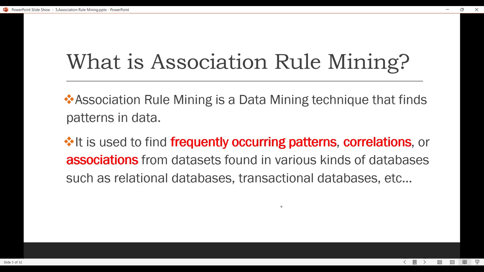For that purpose, we use relational databases. If you are running a business, definitely you have past customer records: the purchasing behavior of different customers, and what products they purchased. Based on that data set, we can extract some meaningful association rules. That means we are extracting meaningful frequent patterns, and that is what we call association rule mining.